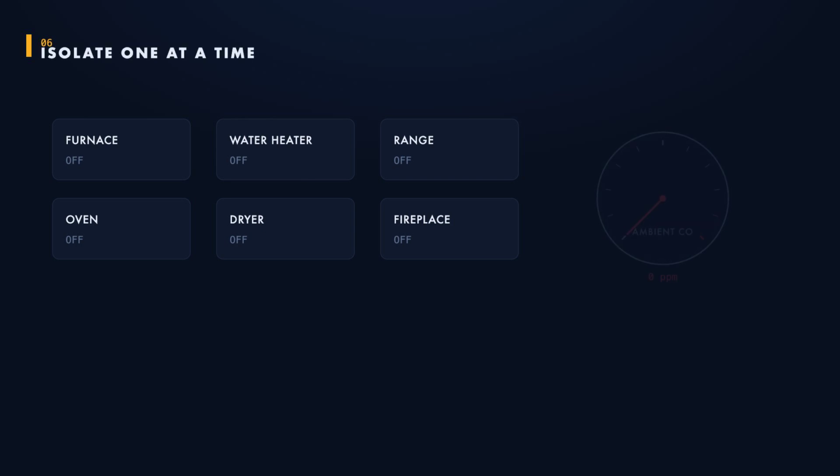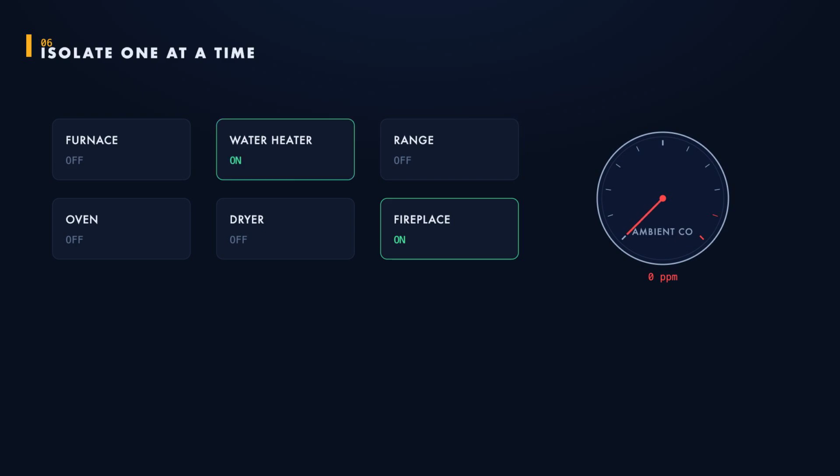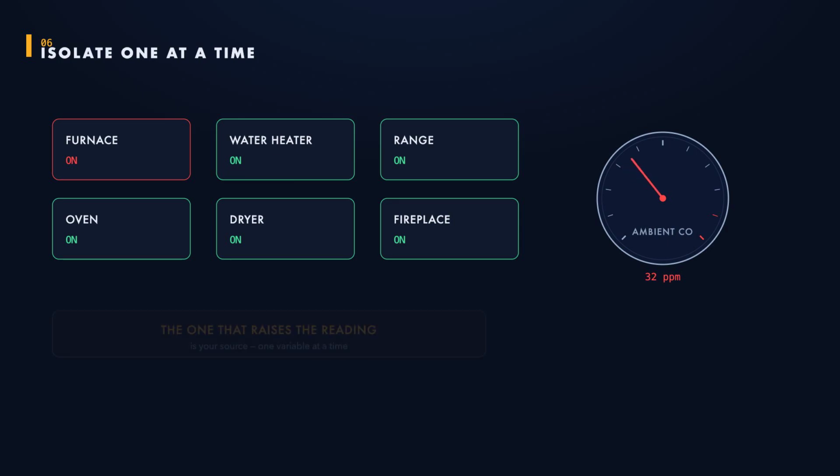Now isolate. Shut every fuel-burning appliance off: furnace, water heater, range, oven, dryer, fireplace, and shut any engine off too. Let the readings settle, then bring each appliance back on, one at a time, watching the carbon monoxide climb. The one that raises the reading is your source. One variable at a time separates the guilty appliance from the innocent ones.